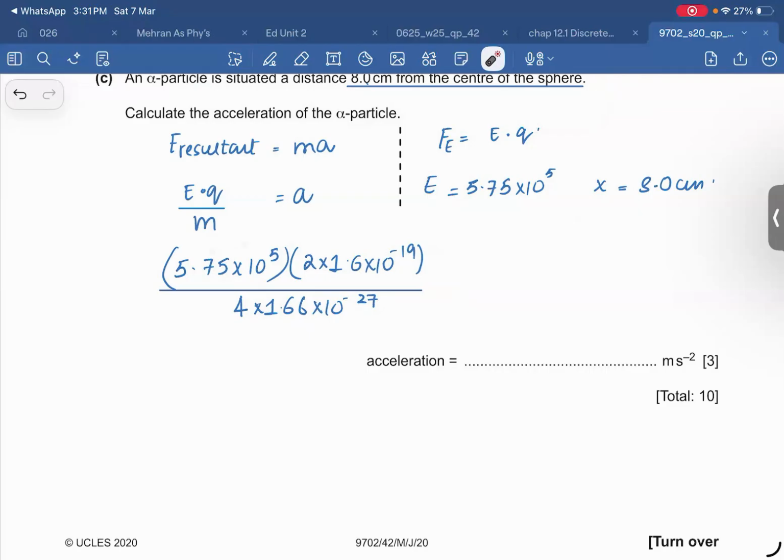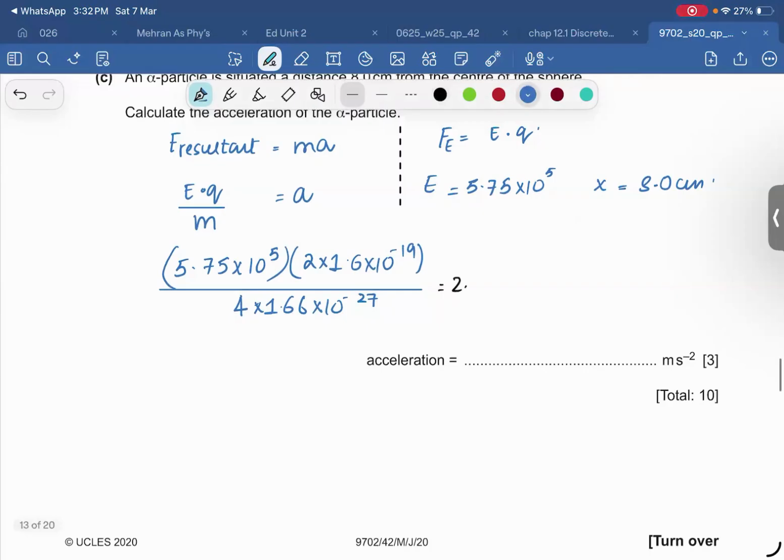Is how much? Sir, 2.77 exponent 13. Okay, so 2.77 exponent 13, right? Which would be 2.8 exponent 13.